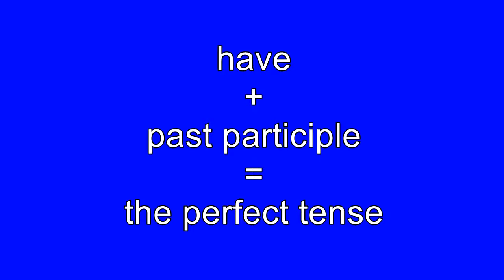Okay, we can also use have as an auxiliary verb with the past participle to form a perfect tense. For example, let's say, I have changed my mind. It's permanent, it's perfect tense.